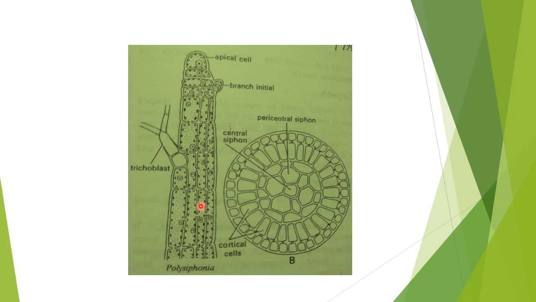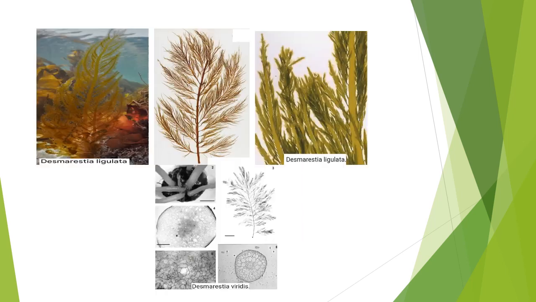And once you take a section of this, what do you find? You find a central siphon, you find pericentral cells. This whole thing is looking like a core, and then you find external cortication, you will find more cortication, but they do not have a well organized anatomy. It's not that they have divided in different planes. Basically they are different filaments which are together. That's why it appears as multi-axial.